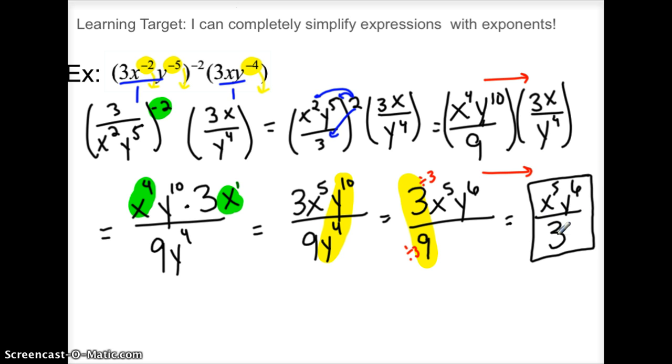But no x's or y's are repeated. I can't reduce my coefficients anymore. There are no exponents. So I'm done. That would be my simplified answer. So you see, that was a lot of work, but we got there.